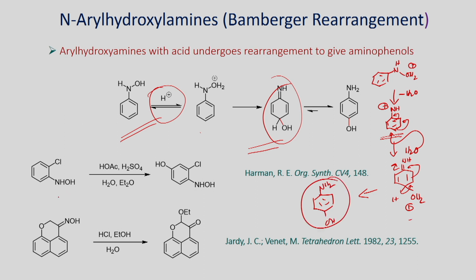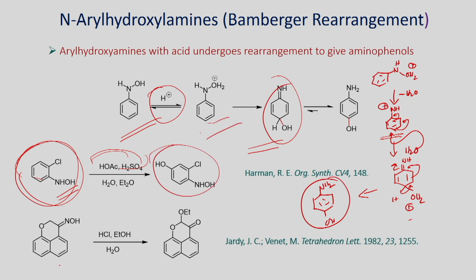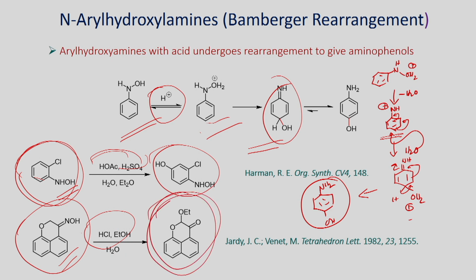Now let us look at some more examples here. The rearrangement of this hydroxylamine is shown. When you react this 2-chloro compound with a mixture of sulfuric and acetic acid, you will be able to get this compound as we have just seen. And similarly here, the rearrangement of this oxime is shown. When you react with HCl in ethanol solvent, you will be able to form this cyclic ketone as the product.